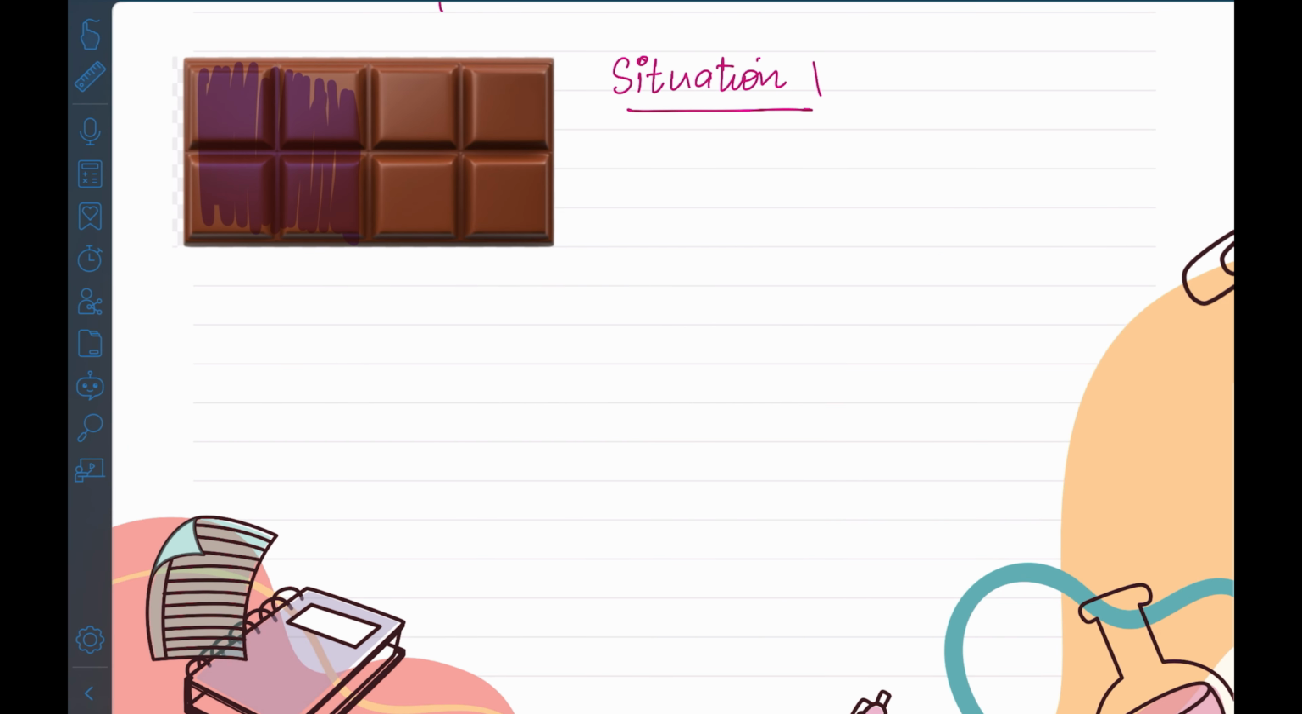Here is a chocolate bar with 8 equal parts. In situation 1, I am shading 4 parts out of 8, which represents the eaten fraction, which is 4 by 8.